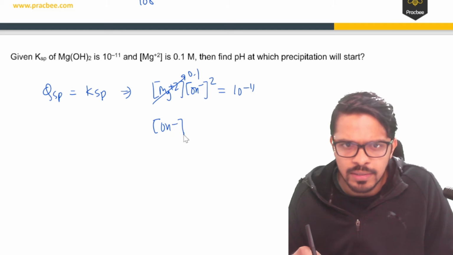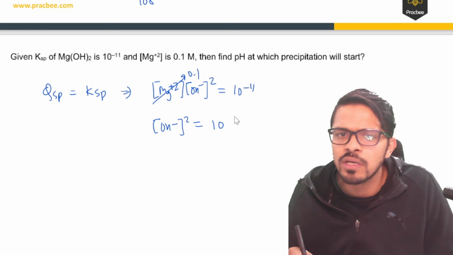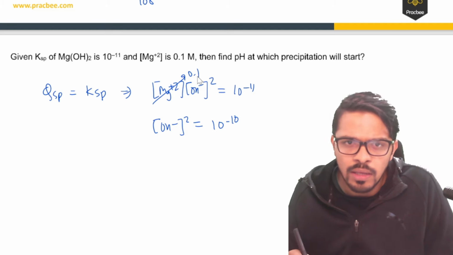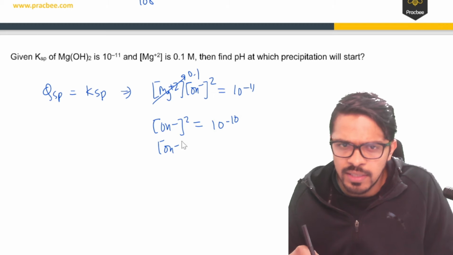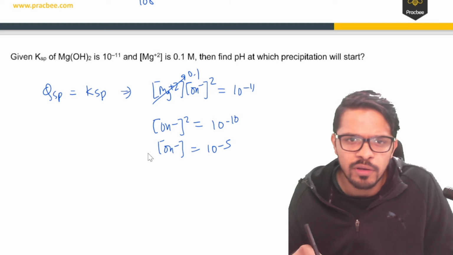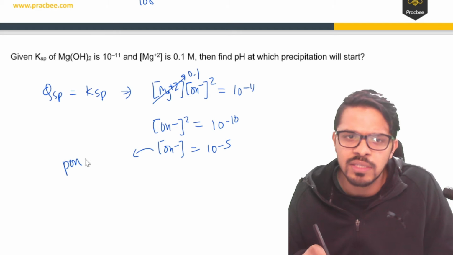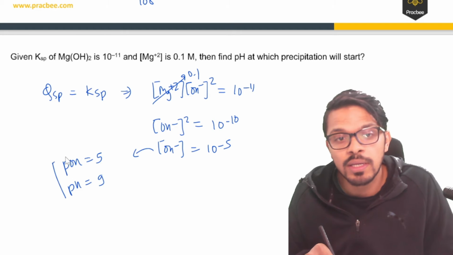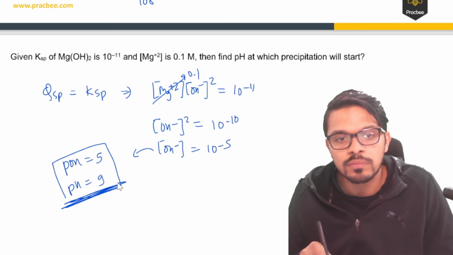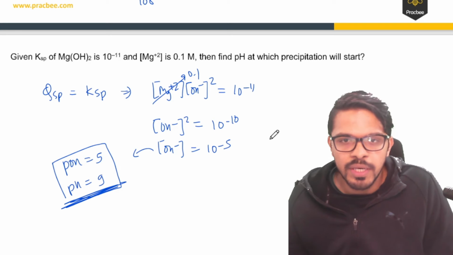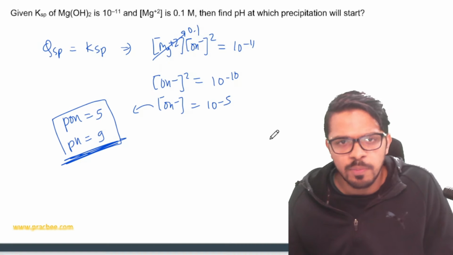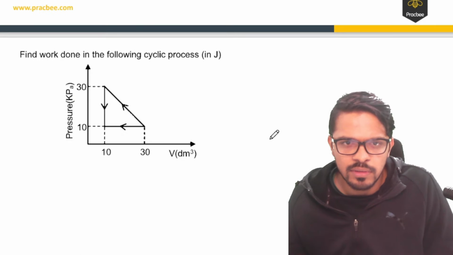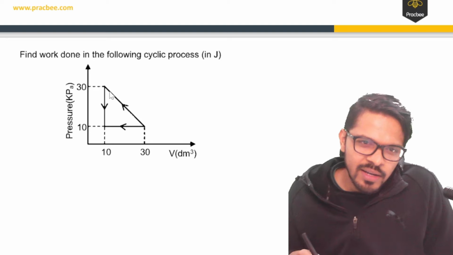So through that I can see concentration of OH minus square is 10 to the power minus 10, right? And through that I can say concentration of OH minus is 10 to the power minus 5. That tells us pOH is 5, and if pOH is 5, pH would be 9. The pH is 9. At pH 9, the precipitation will start. Again, a very easy question.